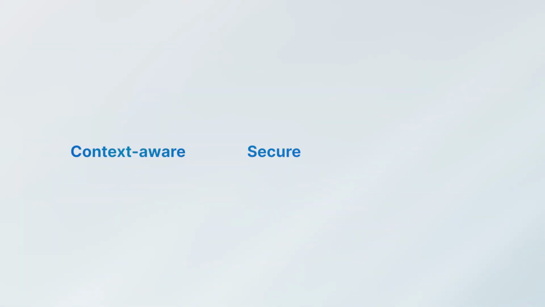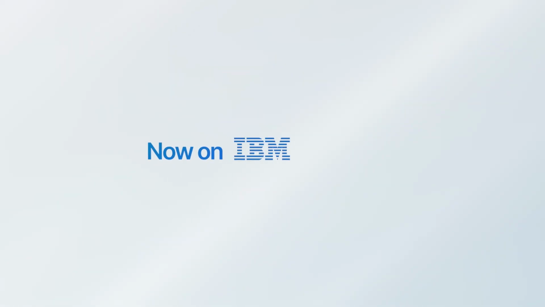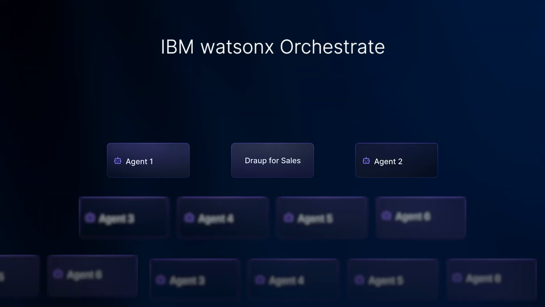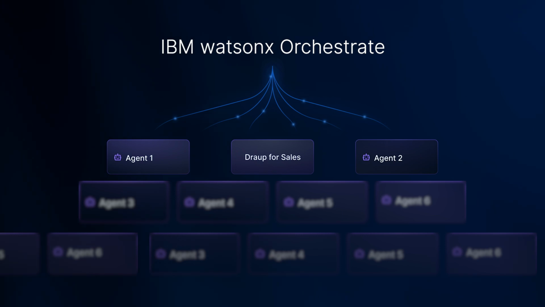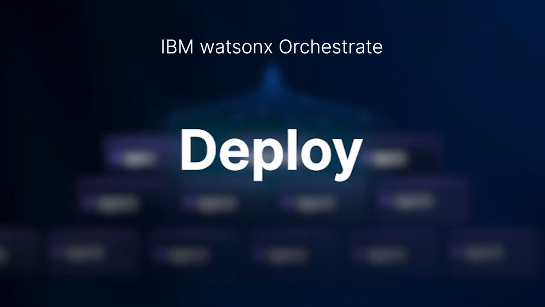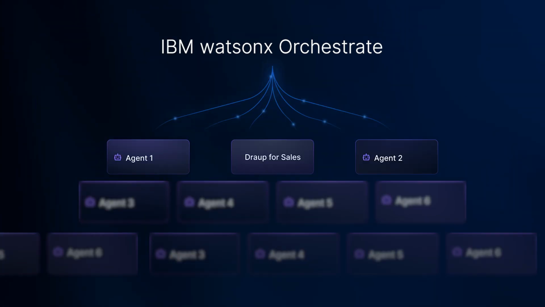Context-aware, secure by design, autonomous when it matters. Now available on IBM watsonx Orchestrate. watsonx Orchestrate brings your AI agents together. Build, deploy, manage, and automate workflows in one place.